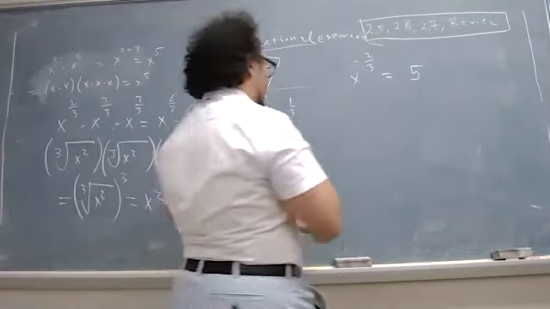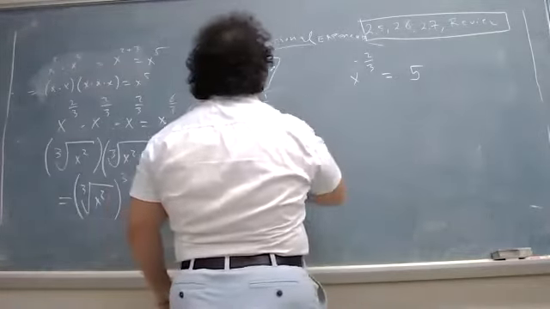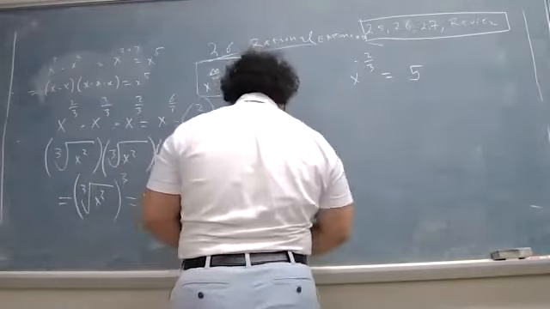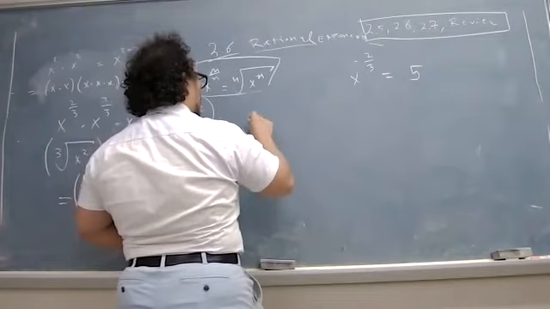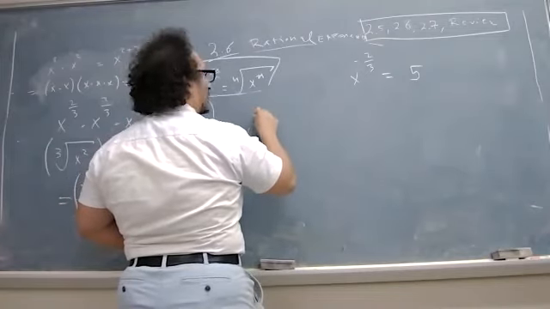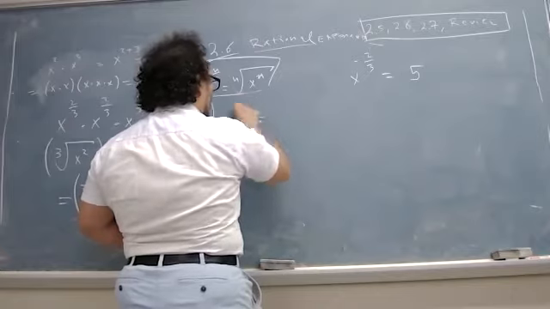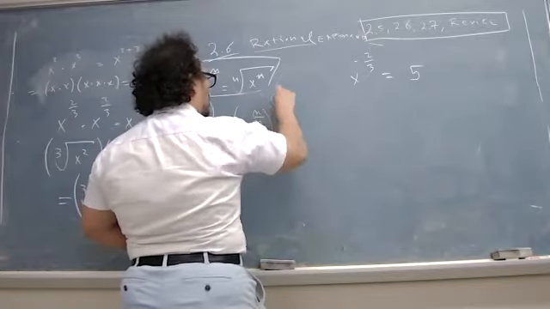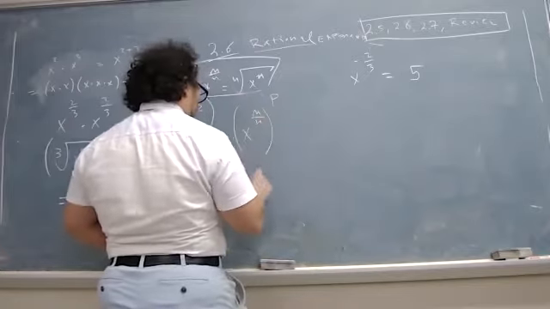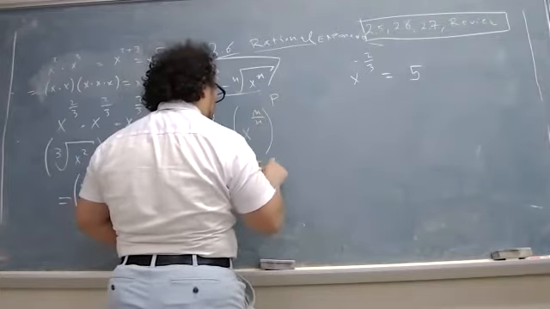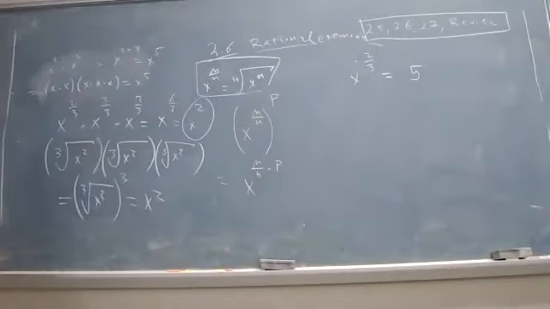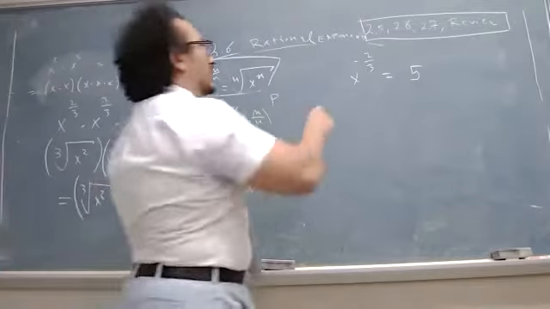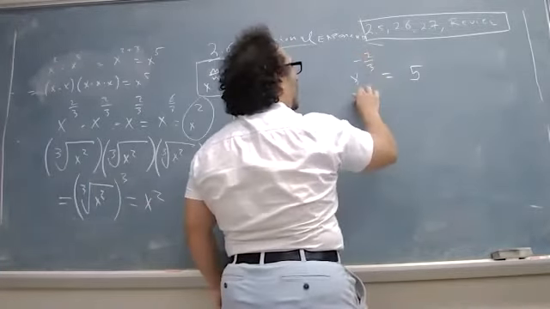Well, to solve this problem, I will have to remind you of a property that I've erased, and I'll put it in yellow. x raised to some, actually, we could say m over n, raised to some power p, is equal to x to the m over n times p. So don't forget that. So we're going to apply that over here to help us solve for x.